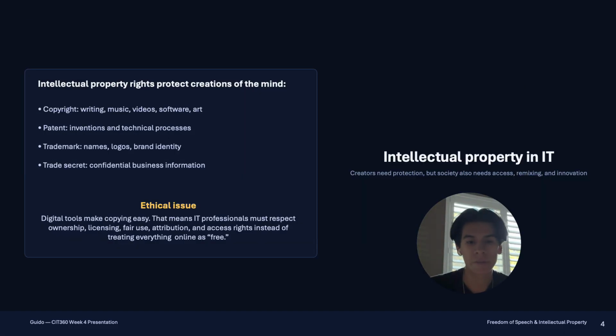Okay. Intellectual property is about protecting creations of the mind. In IT, that can mean code, software, music, videos, images, designs, databases, brand names, or confidential business methods. Digital tools make copying almost effortless, so it is easy for people to assume that anything online is free to use, but ethically, creators deserve recognition and protection. At the same time, society also benefits from fair use of open source software, education, and innovation.